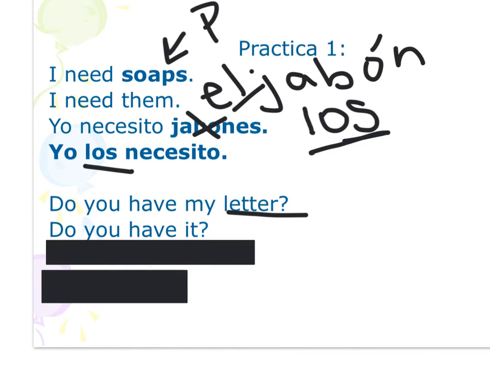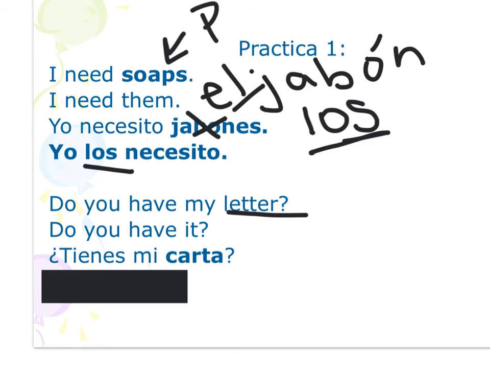Do you have my letter? Our direct object noun is letter. So in English, you should have had, do you have it? Now you need to figure out what letter is in Spanish in order to write your sentence. You should have had, tienes mi carta.